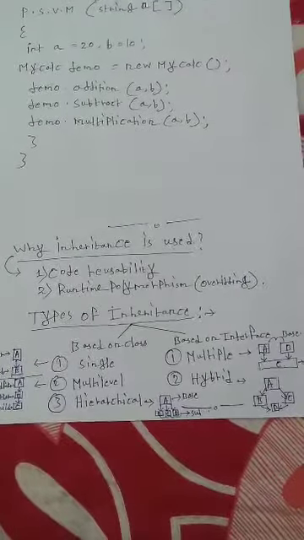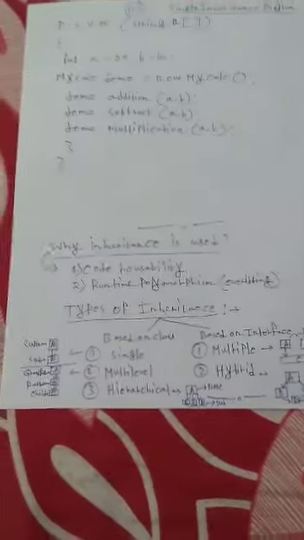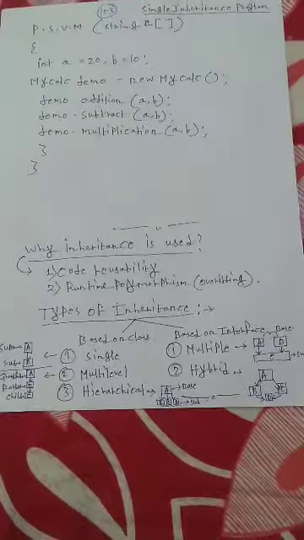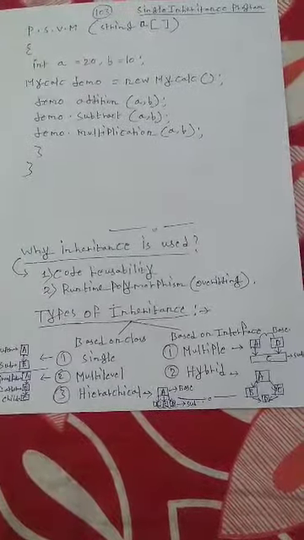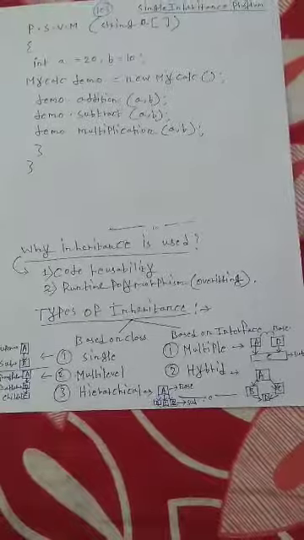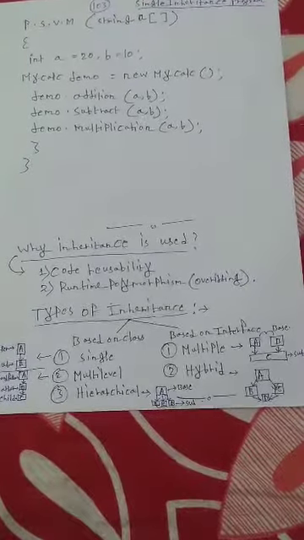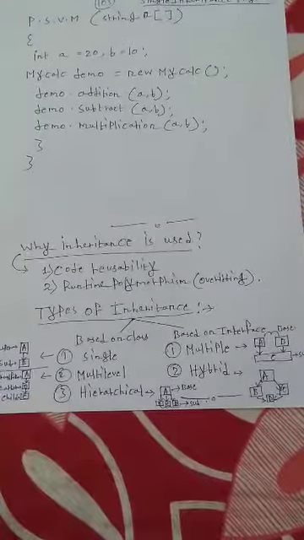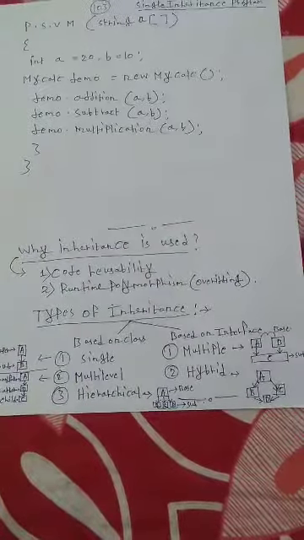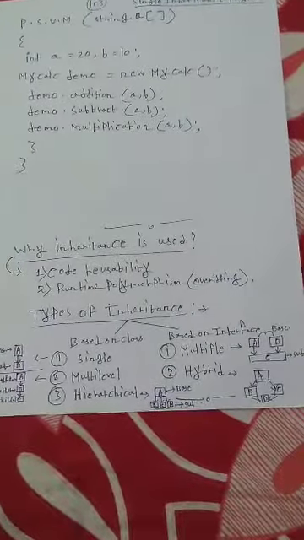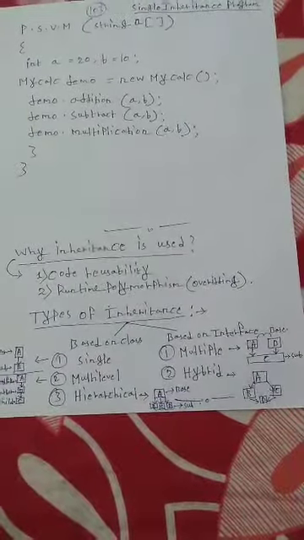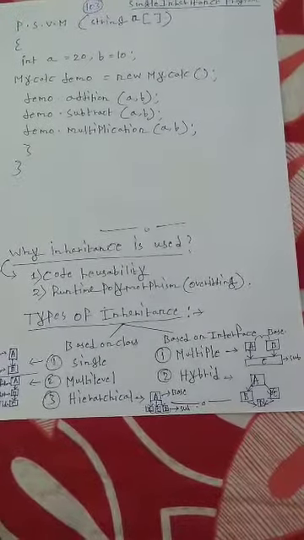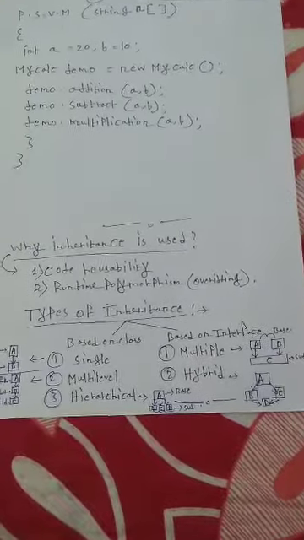Types of inheritance: mainly five types of inheritance are there. There are types of inheritance based on class and based on interface. Today in this video lecture we will only discuss the class-based inheritance. These are single inheritance, multi-level inheritance, and hierarchical inheritance. Based on interface, there are two types of inheritance, that is multiple inheritance and hybrid inheritance. These two inheritances can be done via interface.